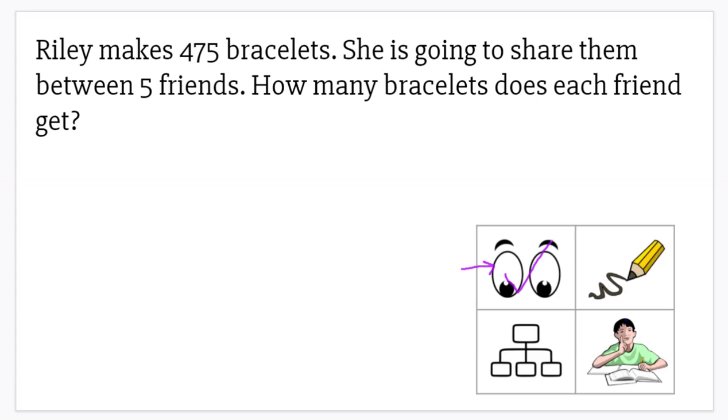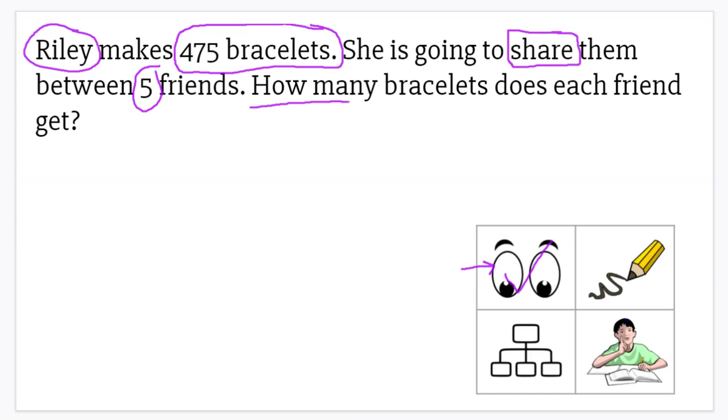So it says Riley, that's who my problem is about, and I circle her name. And I know she's making 475 bracelets. It tells me she's going to share them between 5 friends. This word share here is really important because it's going to help me figure out what I need to do with that number. My question says, how many bracelets does each friend get?